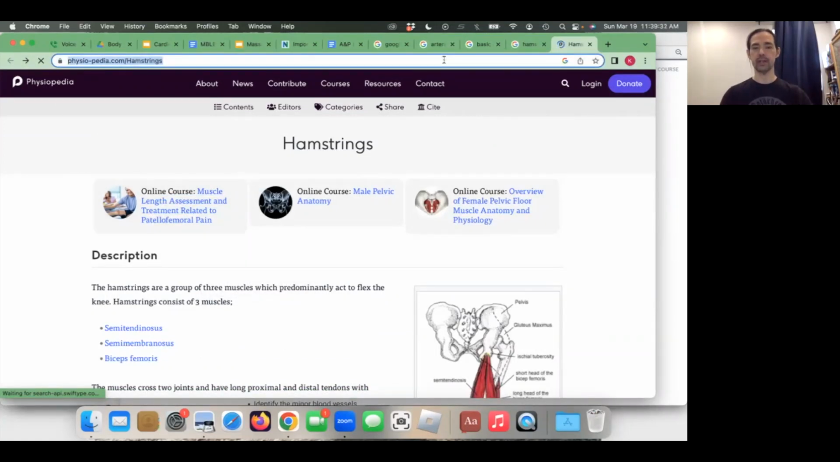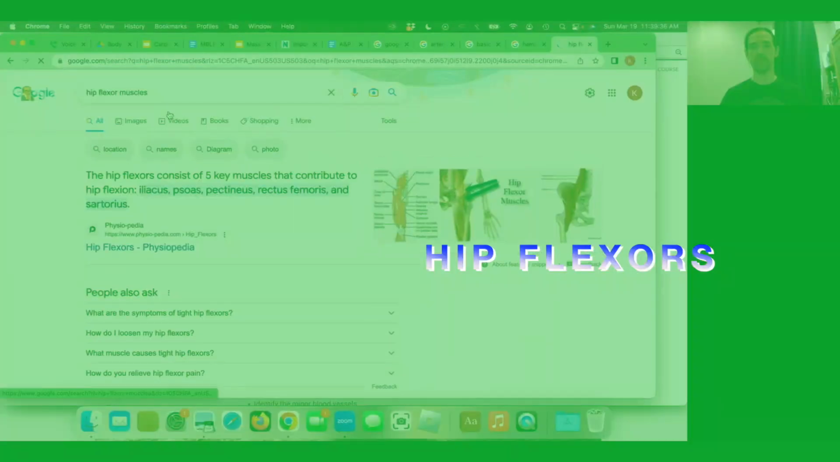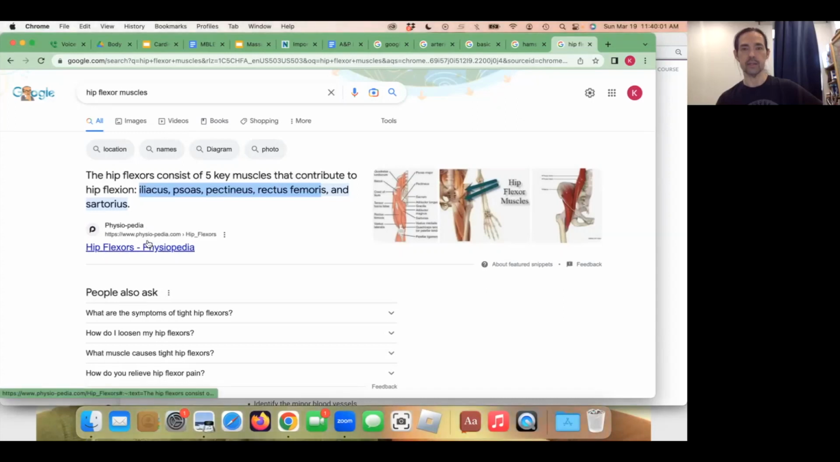And then if we look at the hip flexor muscles, let's type in hip flexor, and Google says it's the iliacus, the psoas, the pectineus, rectus femoris, and sartorius. So we will look at the sartorius, and we may or may not look at the pectineus. We're definitely going to look at the other four: the rectus femoris, the psoas, the iliacus, and the iliopsoas. Again, Physiopedia.